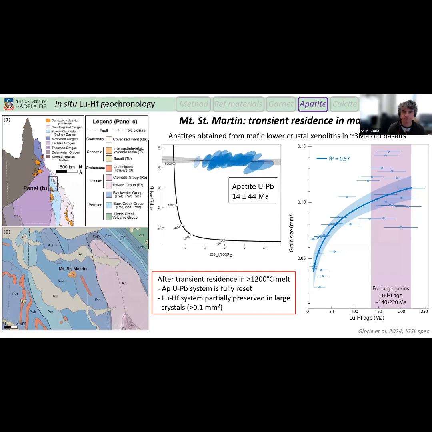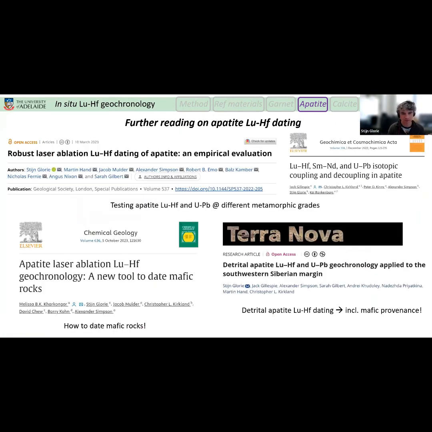Now I'm going to move on to the next mineral, which is calcite. Just a bit of a summary, I guess, of our recent papers, if you're interested, that detail most of what I've talked about so far. I think this will be available to you as well after the recording, if you want to look back at those papers.